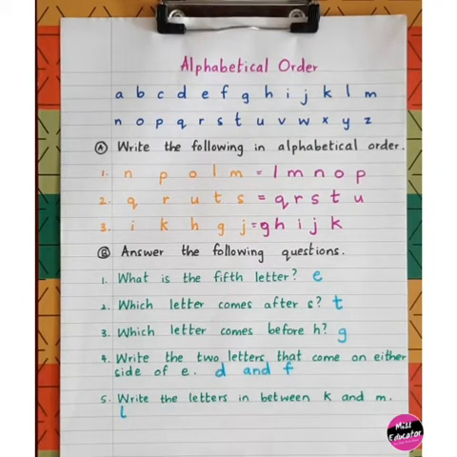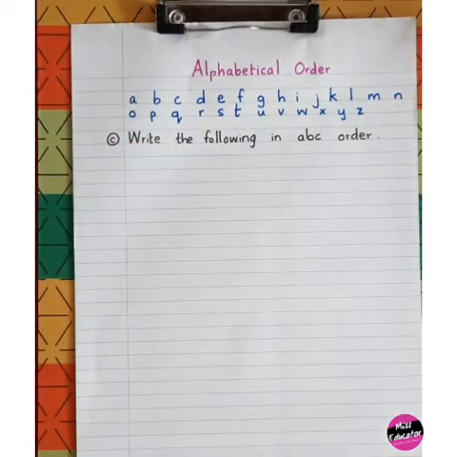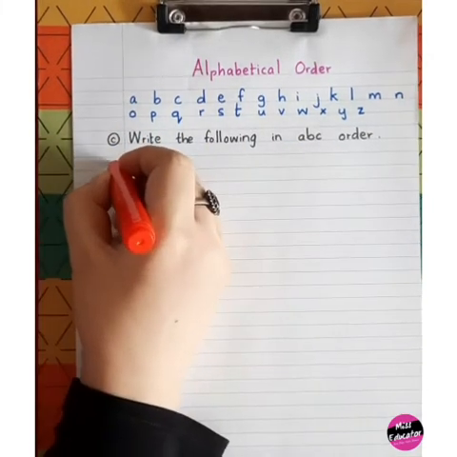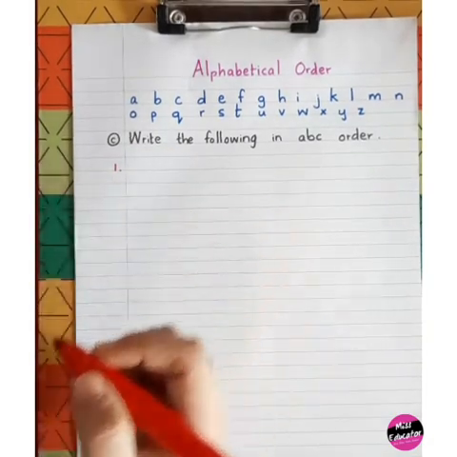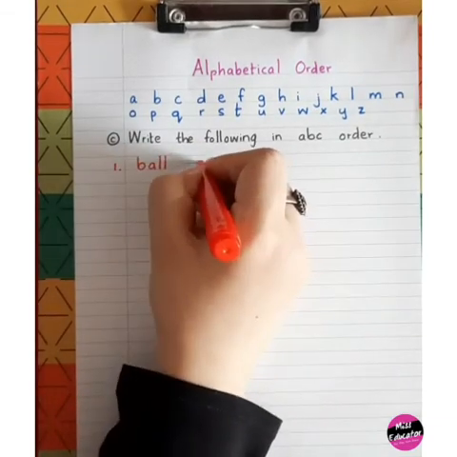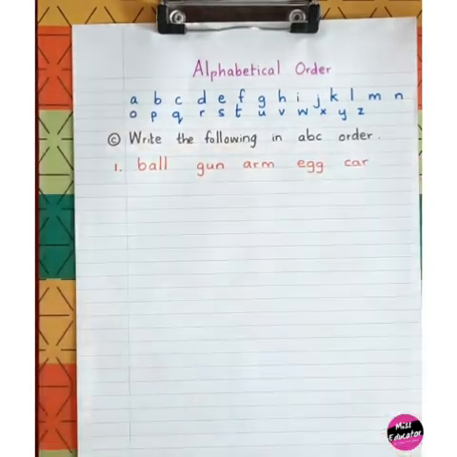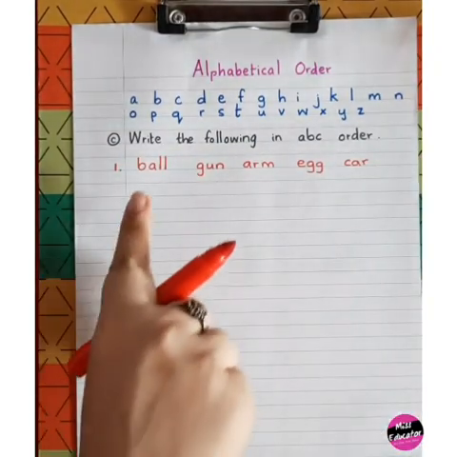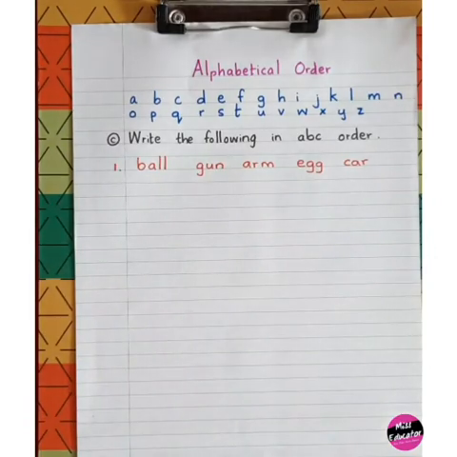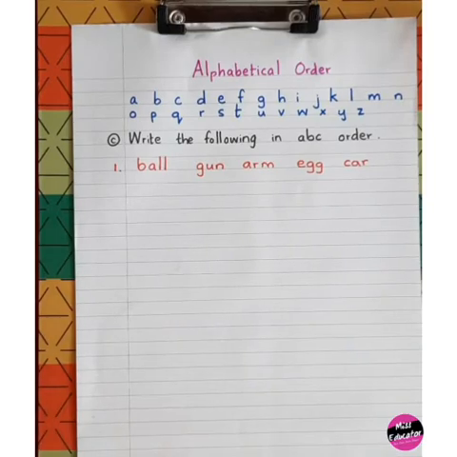Let us now look at another type of question. Now we are going to use words. I have written down the alphabets again. The question reads, write the following in ABC order. So let me write some words over here. So we have ball, gun, arm, egg and car. I have written down a few words over here. We need to write them correctly in the alphabetical order. How do we do that?